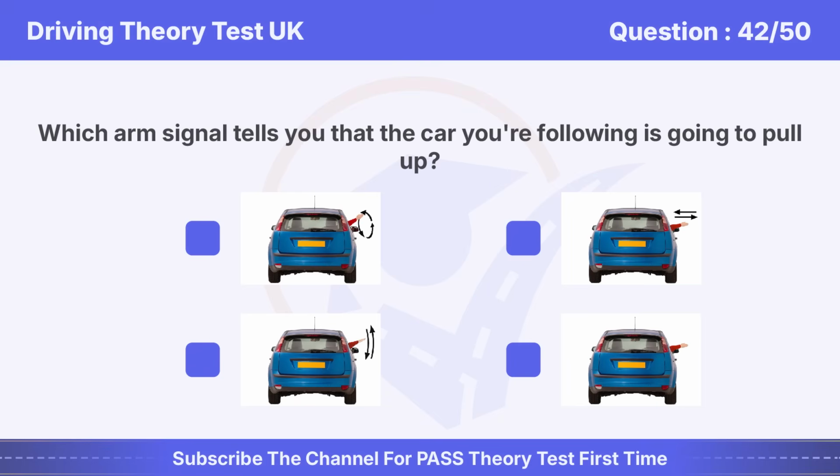Question 42. Which signal tells you that the car you're following is going to pull up?